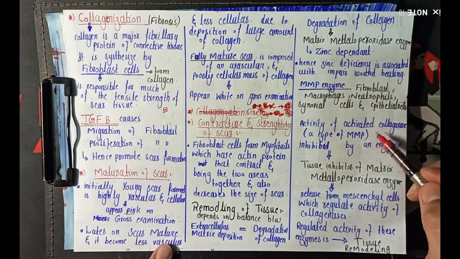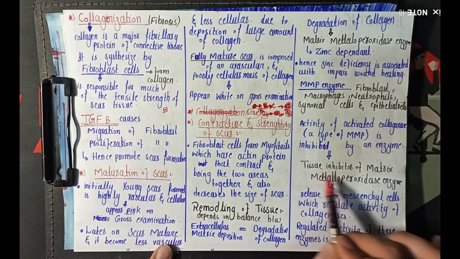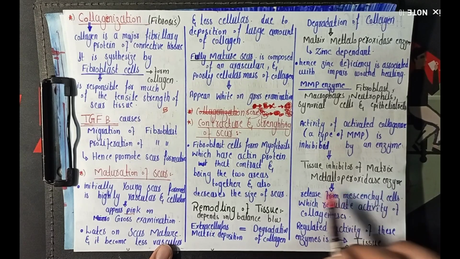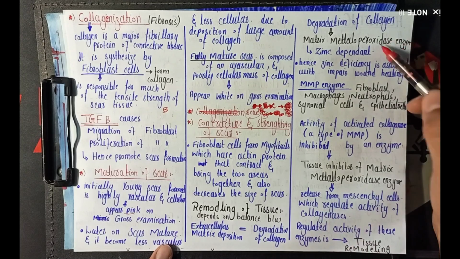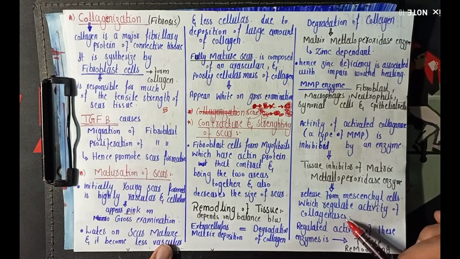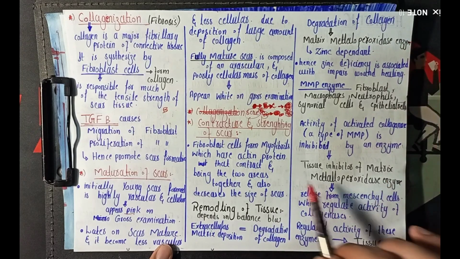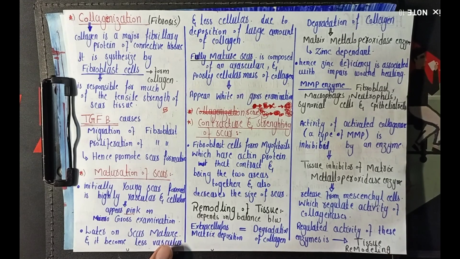To prevent the overactivity of the matrix metalloperoxidase enzyme, there is another enzyme known as tissue inhibitor of the matrix metalloperoxidase enzyme. This enzyme is released from the mesenchymal cell, and it regulates the activity of matrix metalloperoxidase or the collagenase. Hence, for the tissue remodeling, there should be the regulated activity of this matrix metalloperoxidase enzyme and the tissue inhibitor of the matrix metalloperoxidase enzyme.